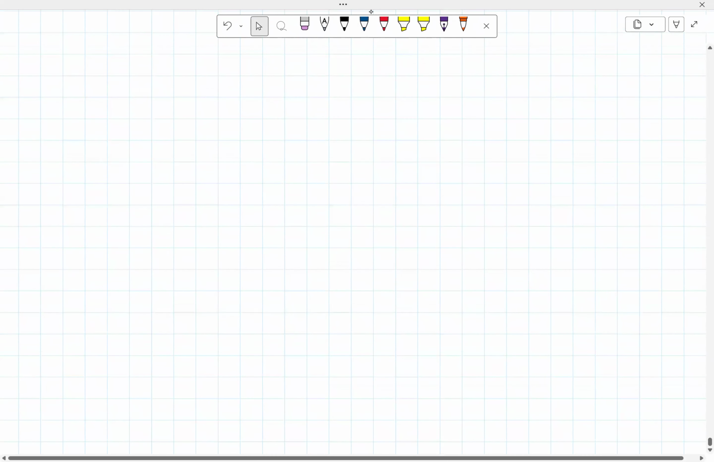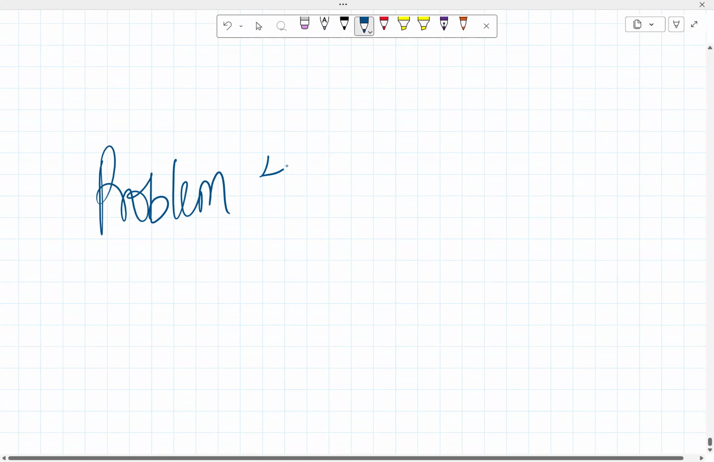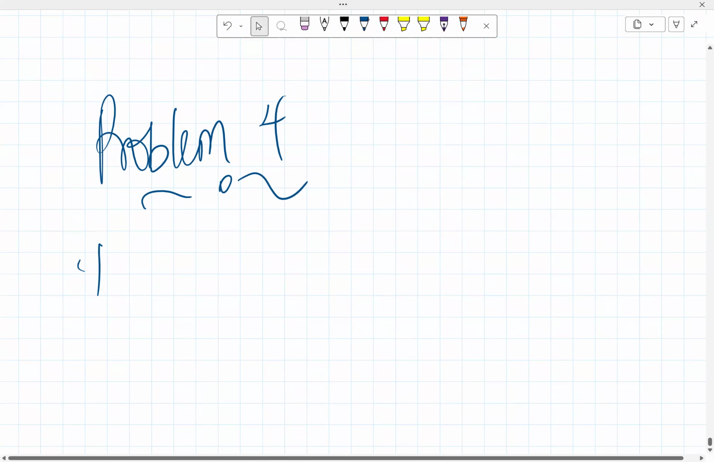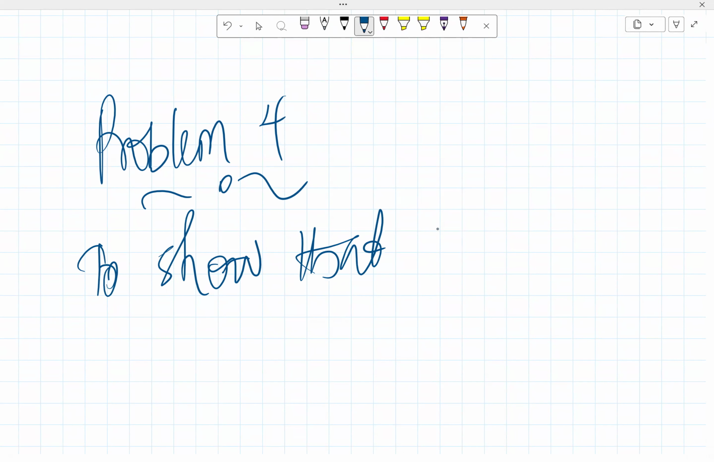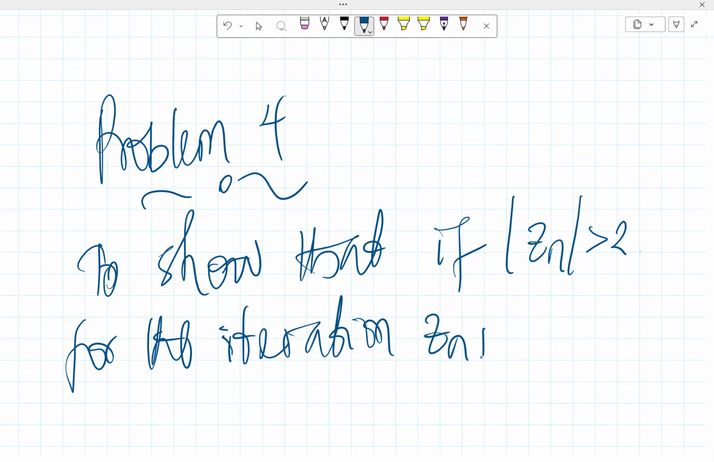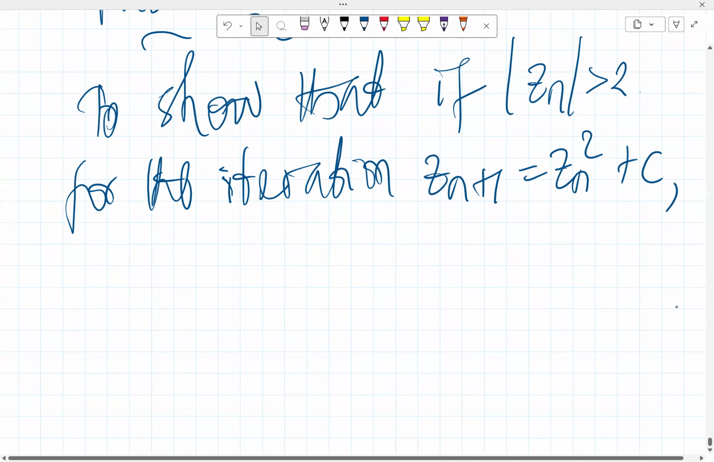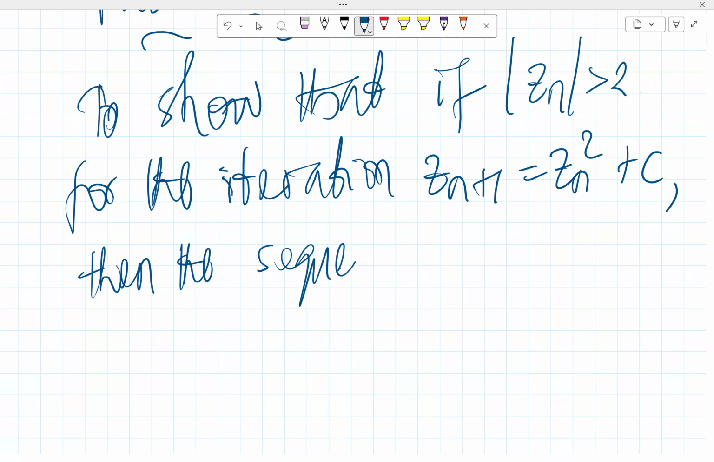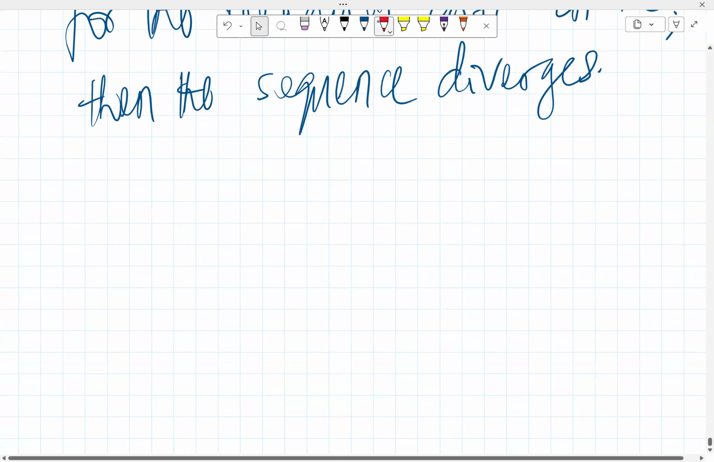So for problem 4, we need to show that if the absolute value of Zn is greater than 2 for the iteration Zn plus 1 equals Zn squared plus C, so you can see this looks very simple, but it leads to chaotic dynamics, then the sequence diverges. And the solution to that is this.